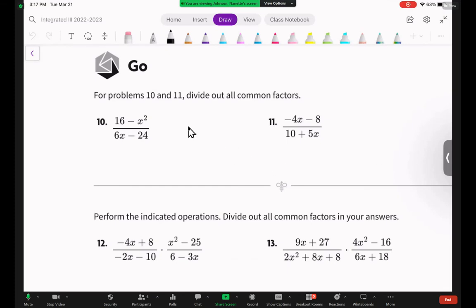Okay, we are going to do 6.1, numbers 10 and 13. So it says for problem 10 and 11, divide out the common factors. And then 13 is the same thing except you're multiplying first.